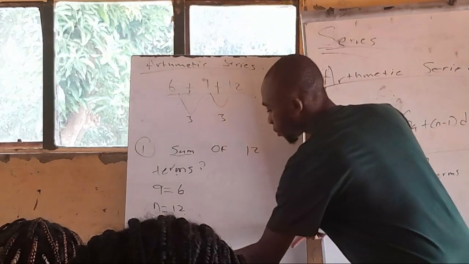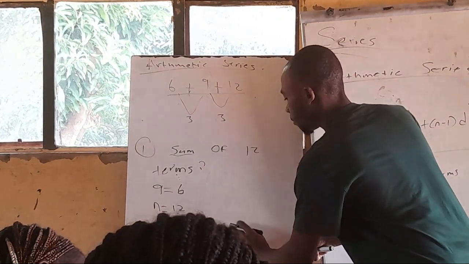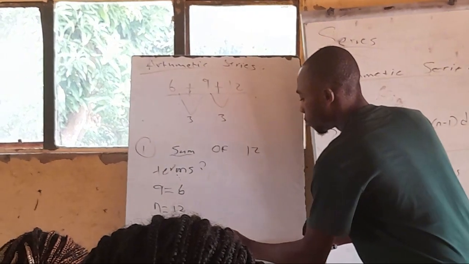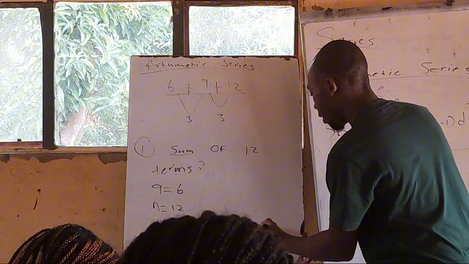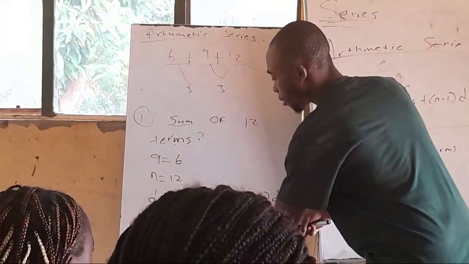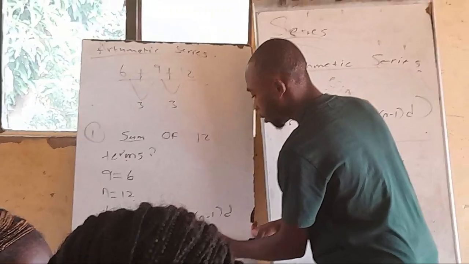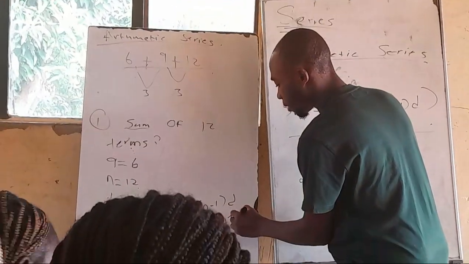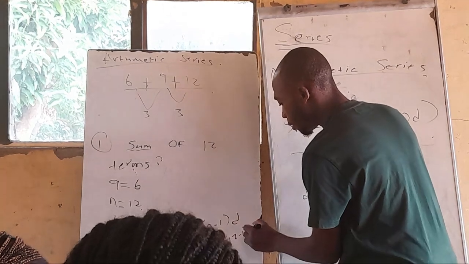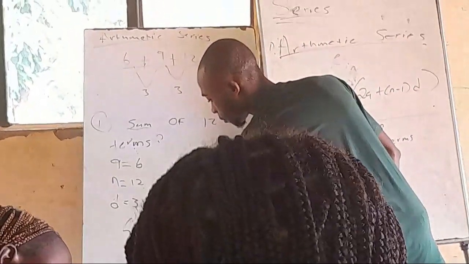Now you're going to find the sum of 12 terms. You're going to say Sn, write the formula first. Sn equals n over 2 into 2a plus n minus 1 into d. Your n is 12, over 2, into 2 into 6 plus 12 minus 1, your d is 3. This is the sum of 12 terms.